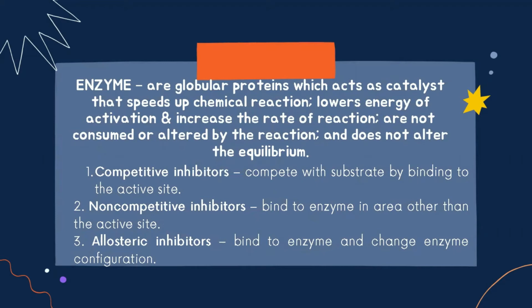Non-competitive inhibitors bind to the enzyme in an area other than the active site. So that's the difference from competitive inhibitors. Kapag competitive, automatic siya nasa active site magbabind. Allosteric inhibitors naman, they bind to the enzyme and change the enzyme configuration. So nagkakaroon ng change in configuration.